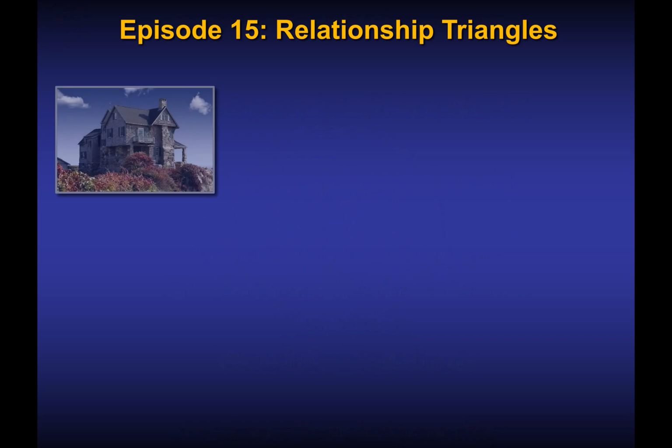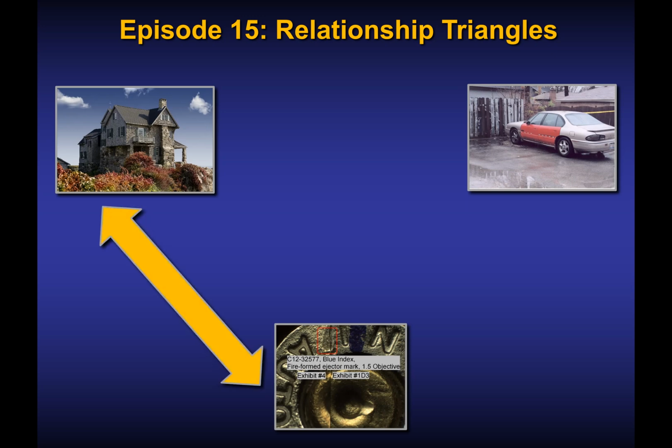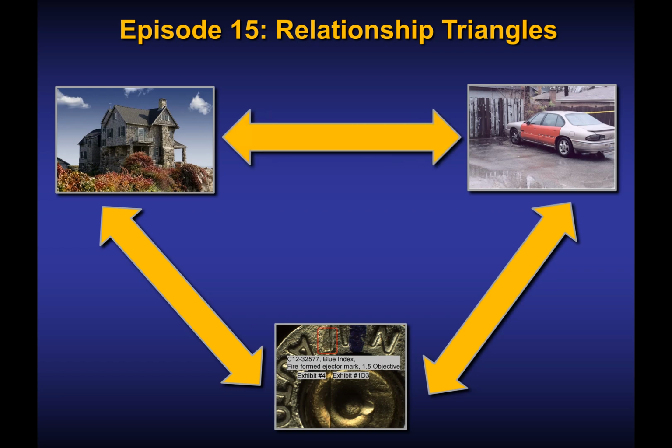Episode 15, relationship triangles, is just a way of showing a relationship between different pieces of evidence or facts in your case. In this particular example, we've got a crime scene, we've got a car, and at the bottom we've got two fired shell cases that have been compared with each other. Let's say the first one was recovered from your crime scene. The second one may be from a car. Well, then that connects the owner or driver of that car to the crime scene. That's a relationship triangle. We'll show you how to create that, including the appropriate animation effect for those two-way arrows that you see. And that's a rather simple non-evidentiary visual.